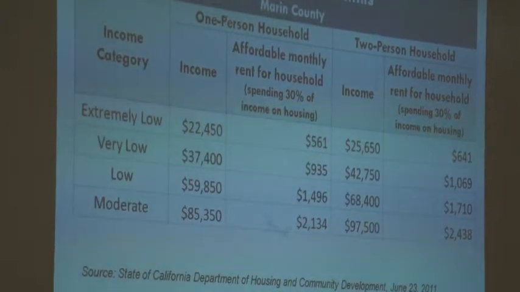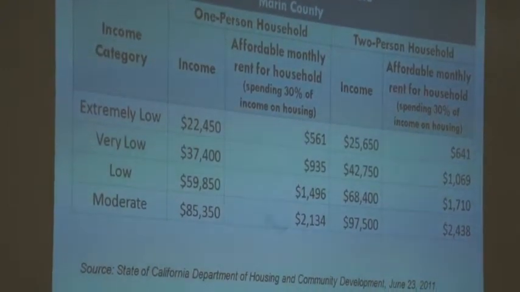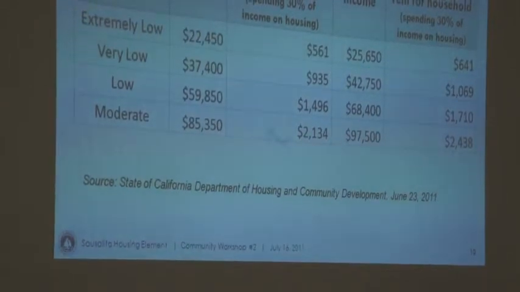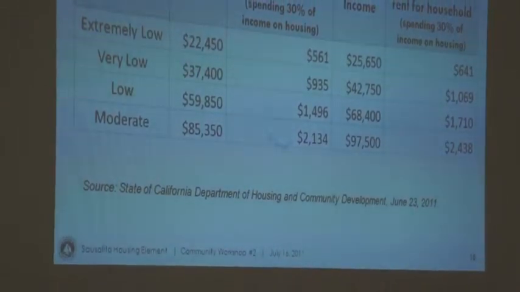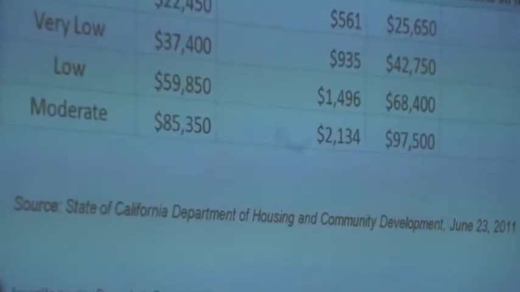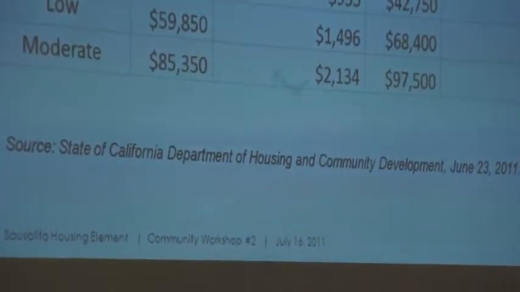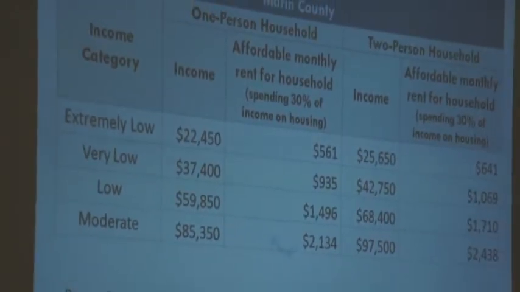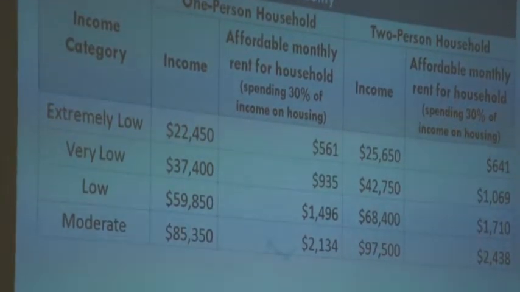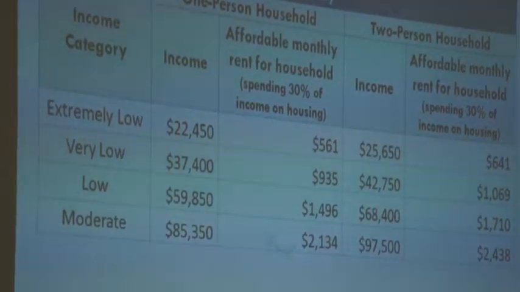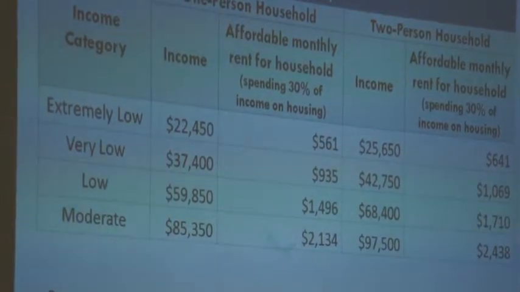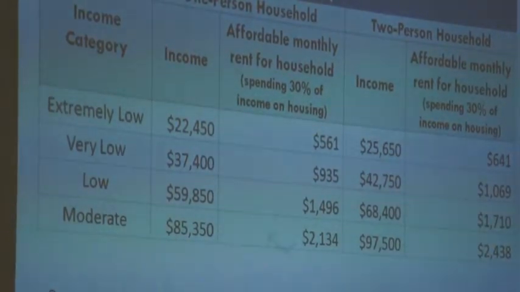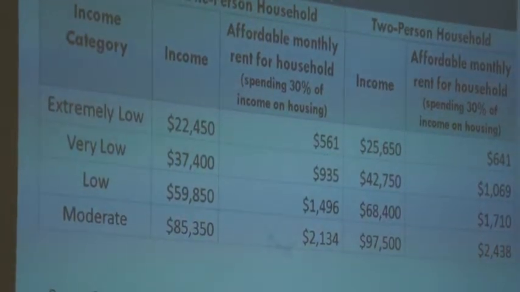There's a basic assumption that the state makes relative to how you get to affordable housing, and their theory, and this is not demonstrated in every environment, is the higher the density, the more affordable the housing is likely to be. Now, we know that that's not necessarily true, but the state actually assigns a target or a minimum threshold density to every community in California. There are three brackets: 10 units per acre, 20 units per acre, and 38 units per acre.